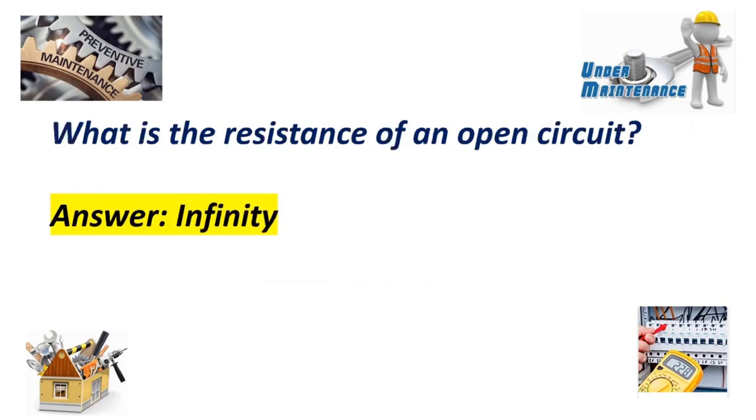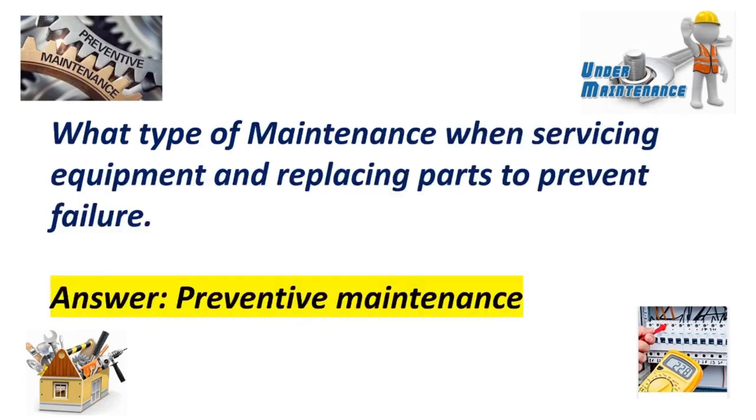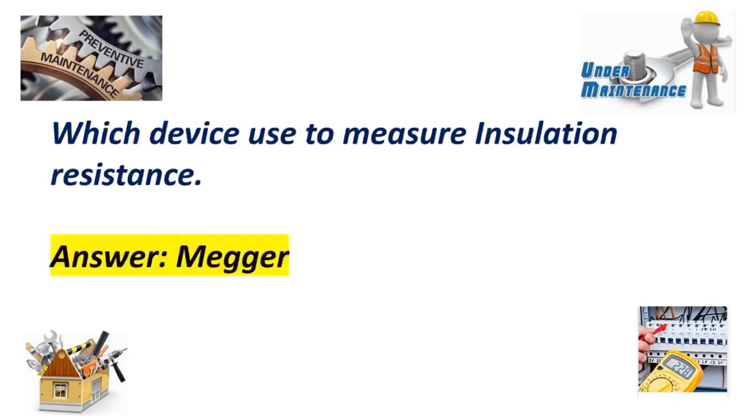What is the resistance of an open circuit? Answer: infinity. Eddy current causes increase in core loss. What type of maintenance is servicing equipment and replacing parts to prevent failure? Answer: preventive maintenance. Which device is used to measure insulation resistance? Answer: Megger.